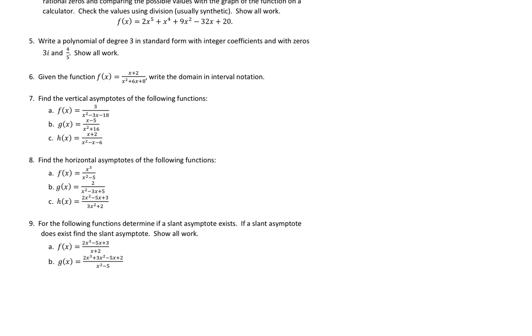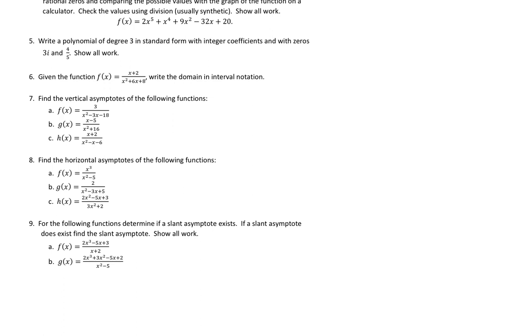Okay, so for the second one, we find all the zeros and their multiplicities of the function. First, it wants us to find the possible rational zeros, comparing the possible values with the graph of the function on a calculator, checking the values using synthetic division, or division usually synthetic, show all work.